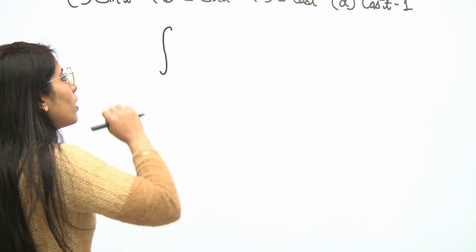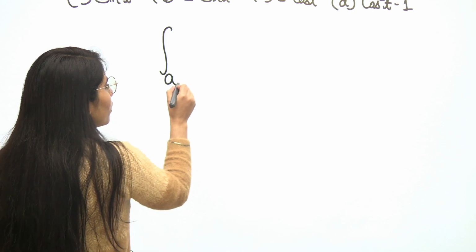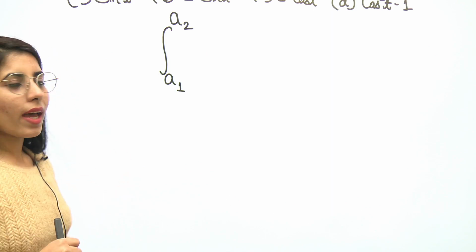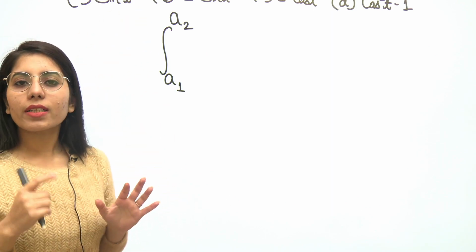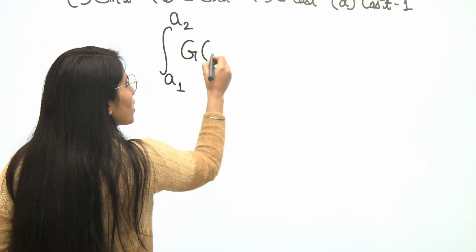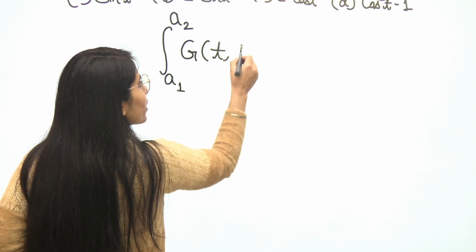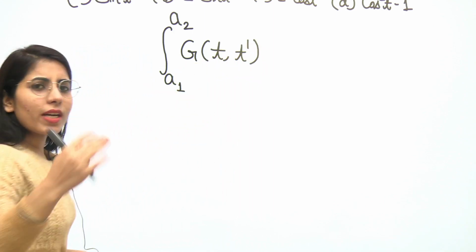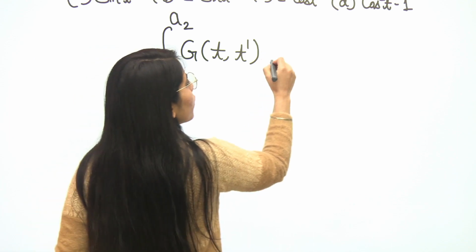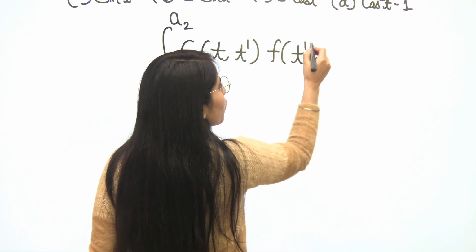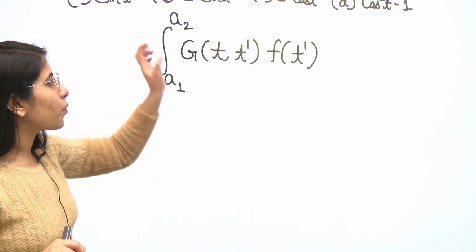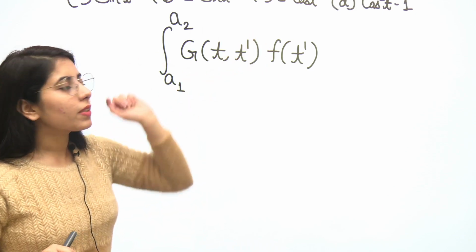What is that formula? The integral with limits from a1 to a2, or if you want, you can write the limits as a to b, of the Green's function value. Generally the Green's function is written as G(t, t'), or G(x, x'), whatever has been mentioned, and you can mention that here. Done? And the function's value at the reference point. What is the reference point? Generally when they give us G(x, x'), x' is the reference point. When they give us G(x, x0), x0 is the reference point.